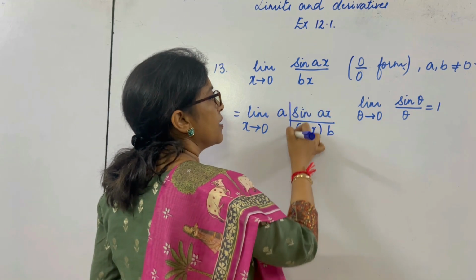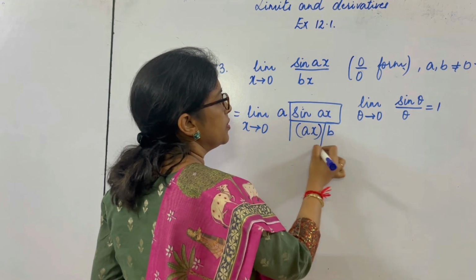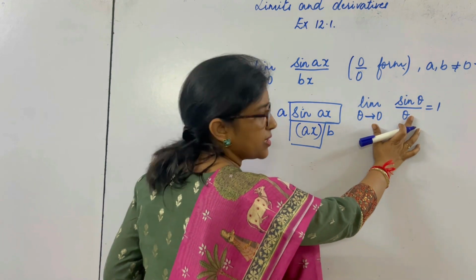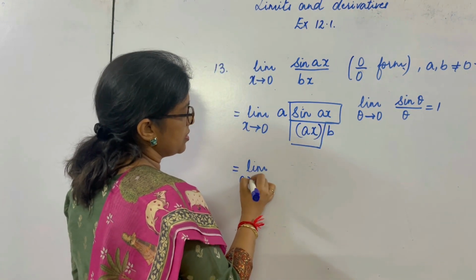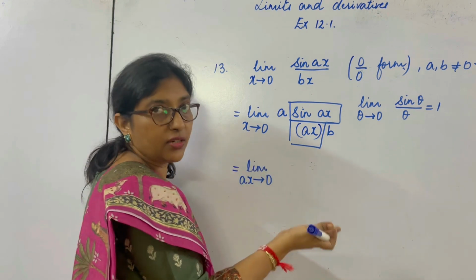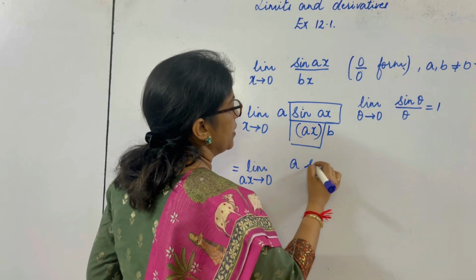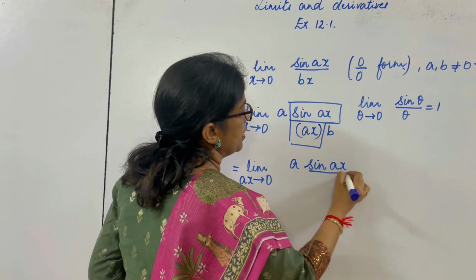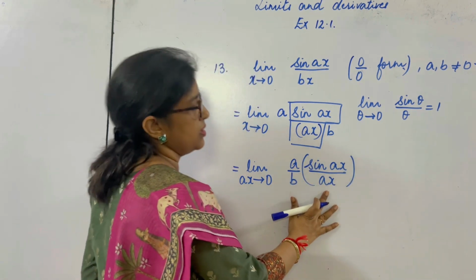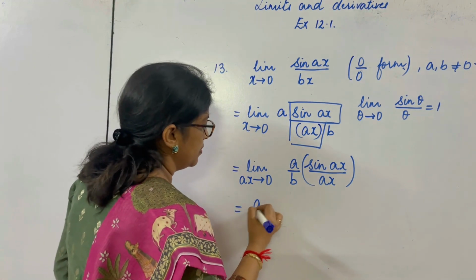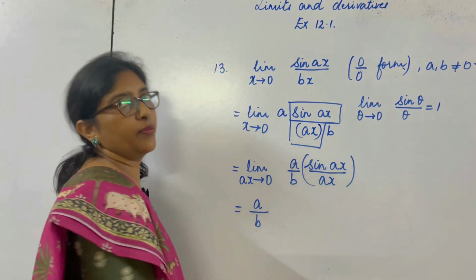Now, since we have sin Ax upon Ax, which is like this, what should be the limiting value? It should be, if x tends to 0, then Ax will tend to a into 0, which is 0 only. Sin Ax upon Ax, this limiting value is 1. So, a by b into 1 will be a by b.